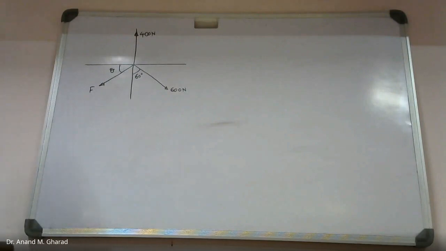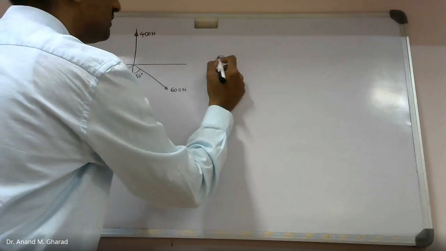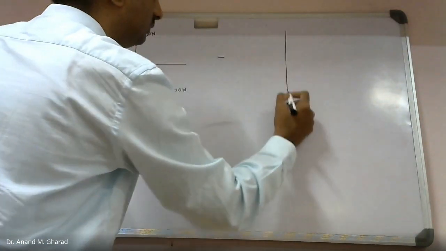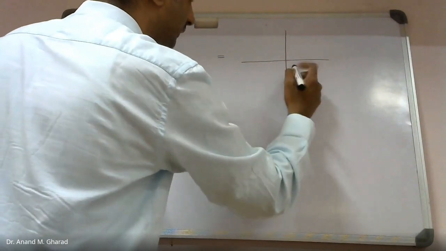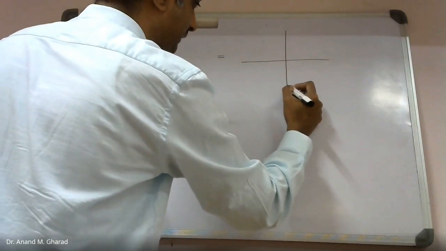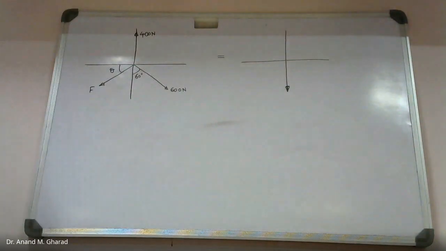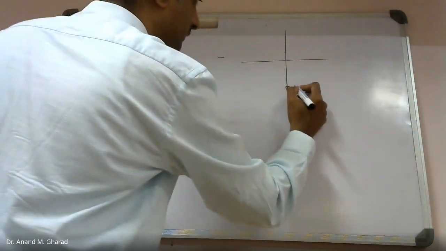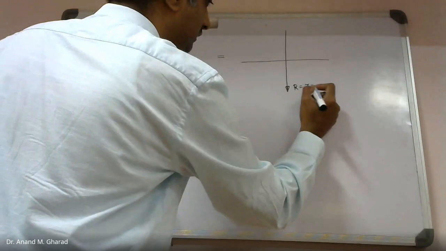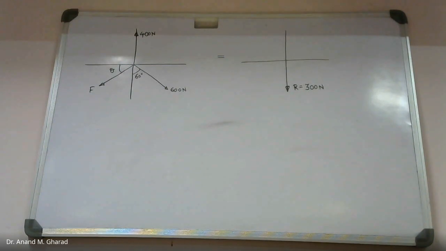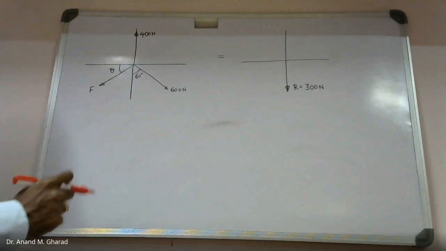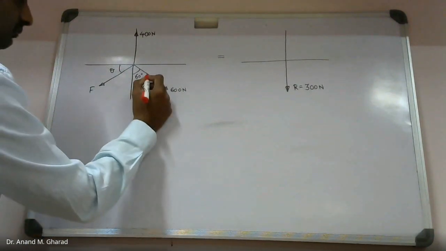Okay, and this system is equivalent to, so over here the resultant is actually acting downward. The magnitude of this resultant is given as 300 Newton. Right? So I will give you the hint. You can solve this on your own.